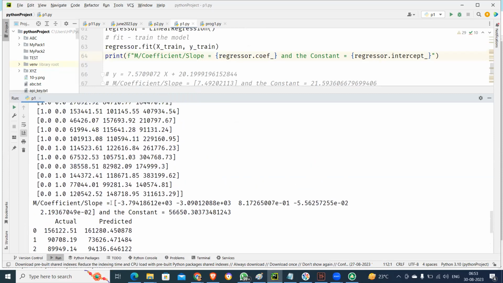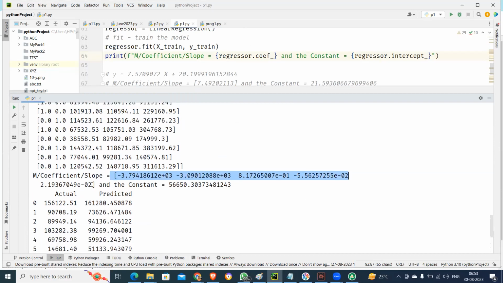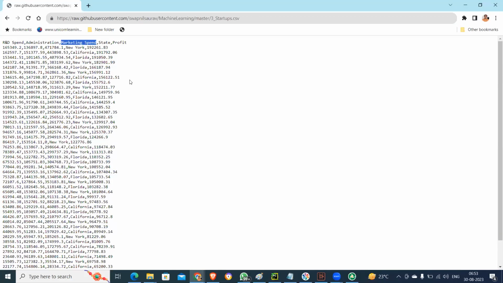So you see, this is the coefficient. Now let's go back to the data set once. We have state as New York, California, and Florida. These are the 3 unique states. So which one will be the first column, second column, third column? California will be the first column, Florida the second, and New York the third. So we have dropped the first one, that means we have dropped California. So we have Florida and New York.